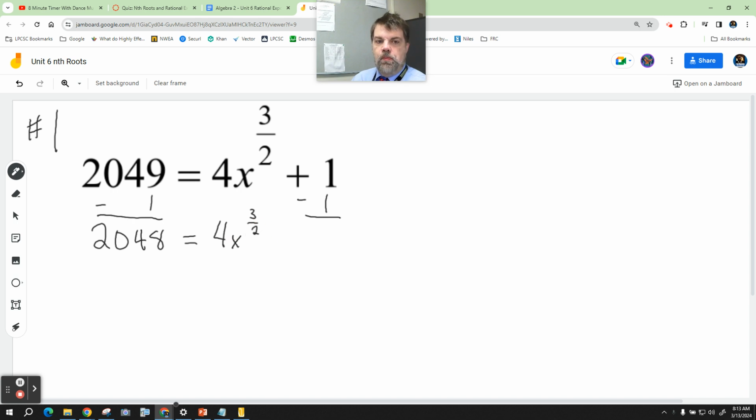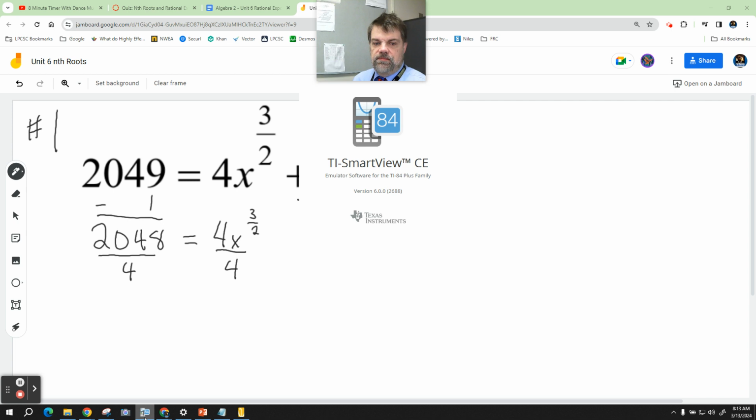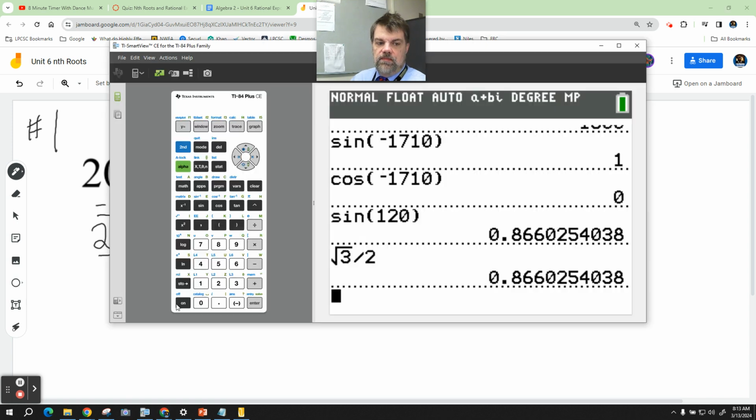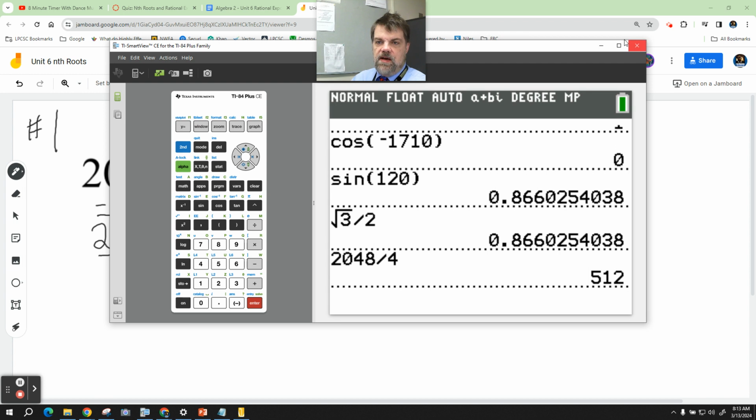Okay? So then the next thing I'm going to do is divide by 4. I think that's 512, but let's double check on our calculator here. I know what the right hand side will be. It'll be x raised to the 3/2. So if I say 2,048 divided by 4, not too shabby, 512.